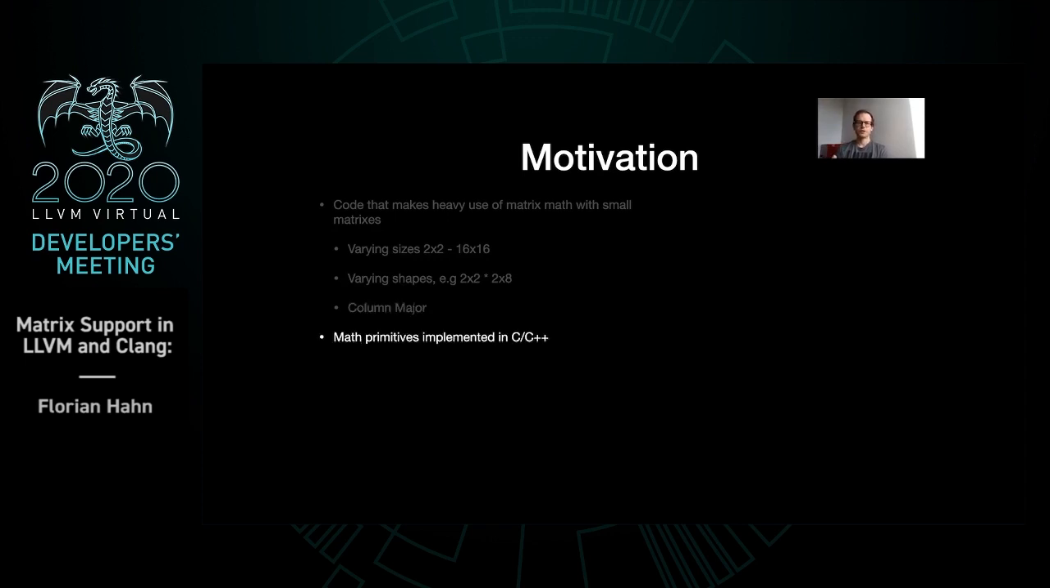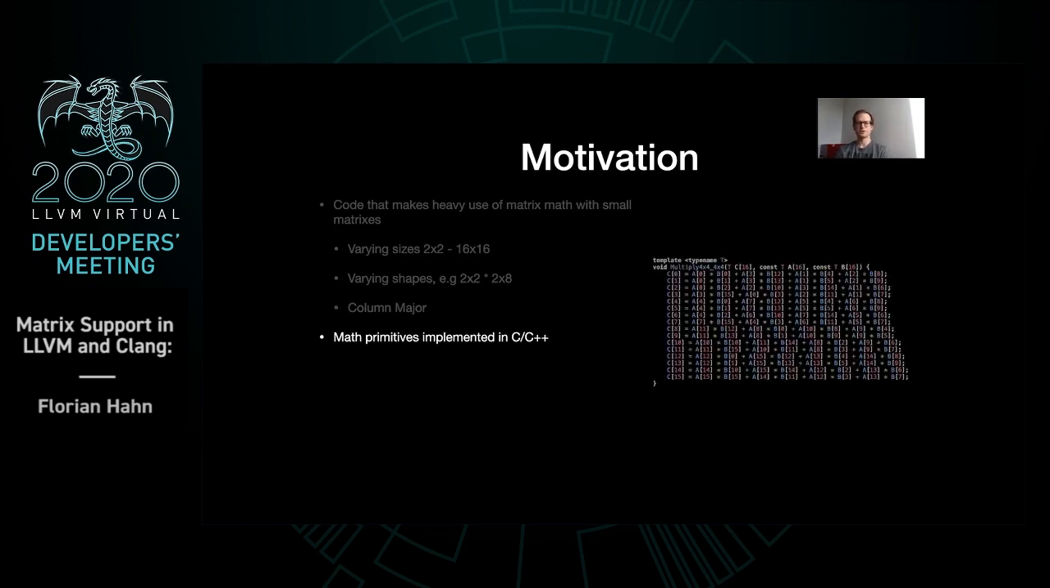We started out by looking at some of the user code that implements math primitives in C and C++, and we came across code that looked a little bit like this, where the user tried to be nice to the compiler and help the compiler to optimize the code better by unrolling the matrix multiply, for example. Code like this mostly relies on the SLP vectorizer to achieve reasonable performance.